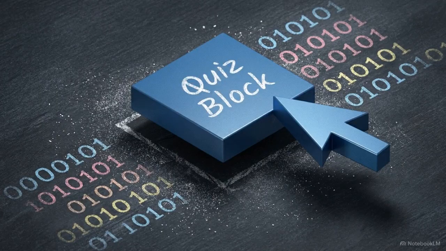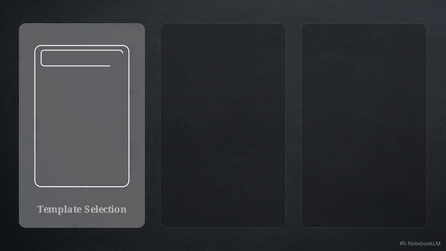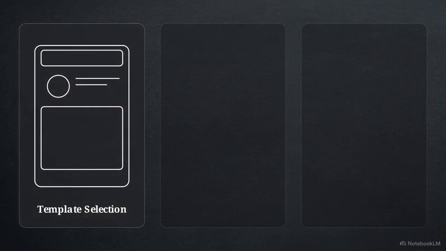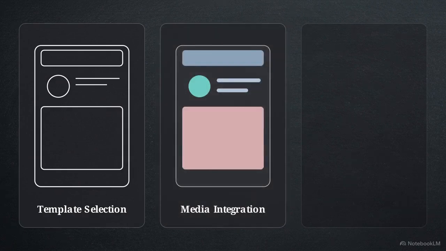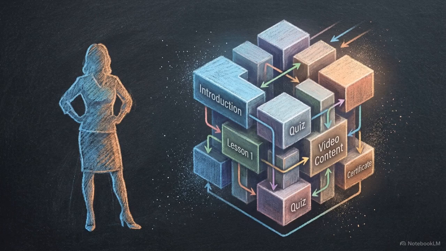Authoring tools provide the necessary interface to build interactivity without writing raw code. Ziad, regarding the workflow, does the process begin by importing media files or by selecting the structural template? The template comes first. The 3-step authoring workflow consists of template selection, media integration, and finally, publishing. These tools allow educators to focus on pedagogical strategy rather than technical syntax.